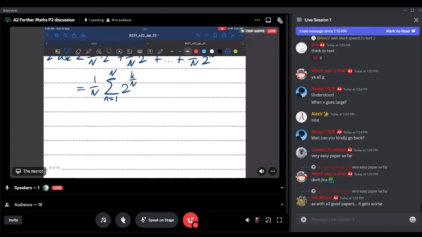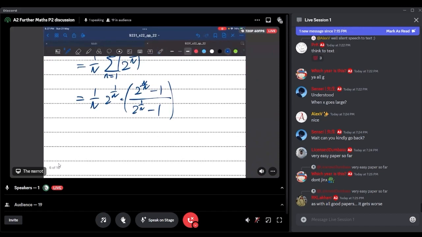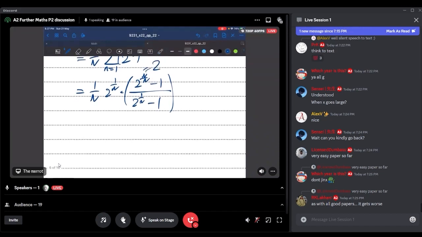Okay, so this is actually just a geometric sum. If I just pull this and k out, it's just a geometric sum with common ratio of 2 to the power of 1 over n. So what's the formula again? It will be 2 to the power of 1 over n times 2 to the power of n over n minus 1. Sorry, it is minus 1. Over 2 to the power of 1 over n minus 1, like this. So this is actually just 2. 2 minus 1 is just 1. And so you get your answer.